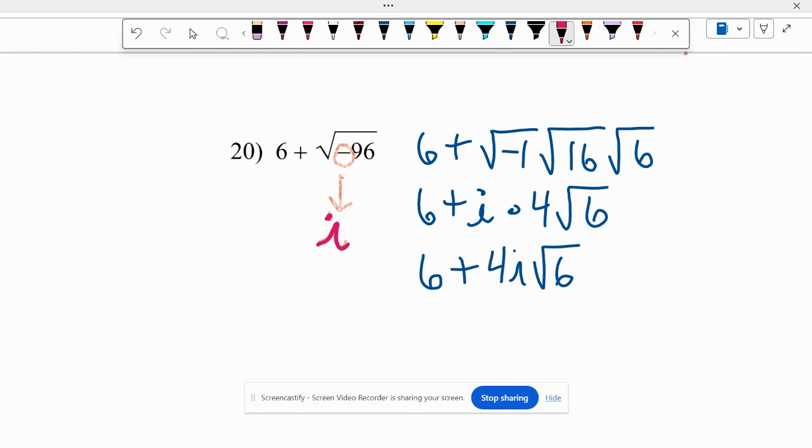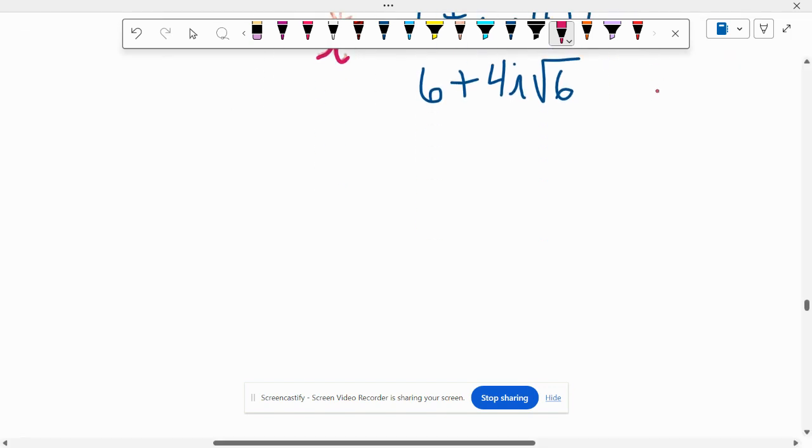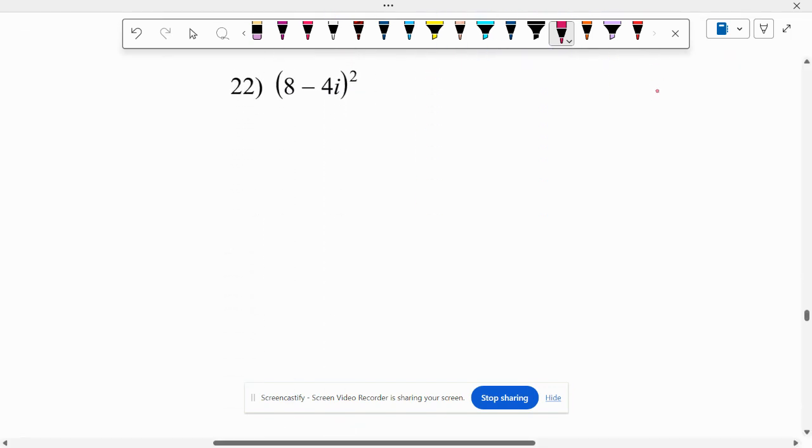That says 6 plus. It doesn't say 6 times, it says 6 plus. Do you see that? So 6 is still being added to whatever we have. Okay. Number 22.